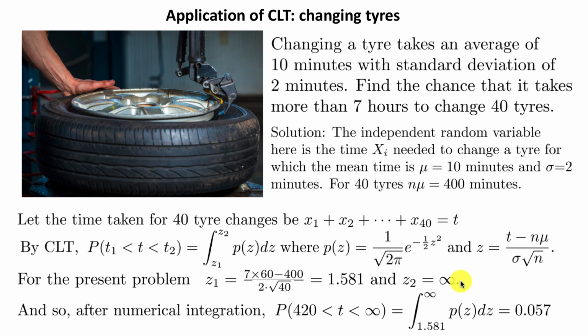Again, we have to do a numerical integration, and so the probability that it takes time greater than 420 minutes is you integrate from that corresponding value of z, and this is an integral that any computer will do for you in a jiffy, and the answer is 0.057. In other words, there's a 5.7% chance that it'll take more than 7 hours to change 40 tires.